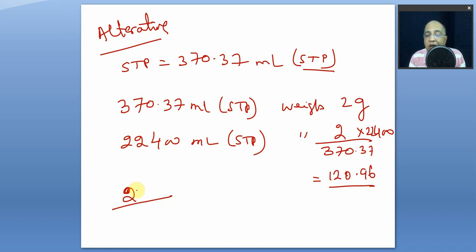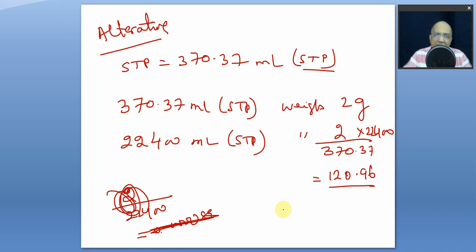22,400 milliliter has a mass equal to 2 grams. So for 1 milliliter, you will never find it is exactly 0.00089. It will be something different. Therefore, the difference in the answer doesn't matter. In the examination, you can adopt any method. This is called the GMV method, which we will be doing again in our molecular mass program.